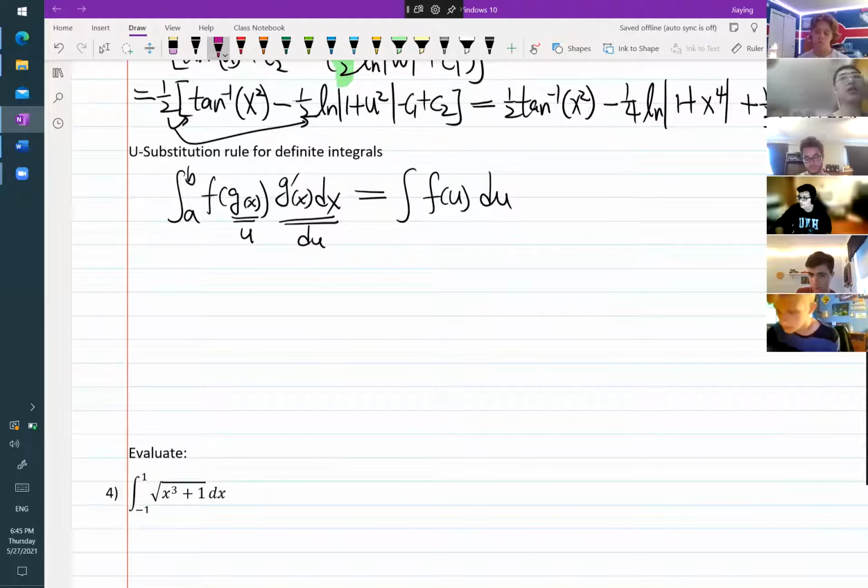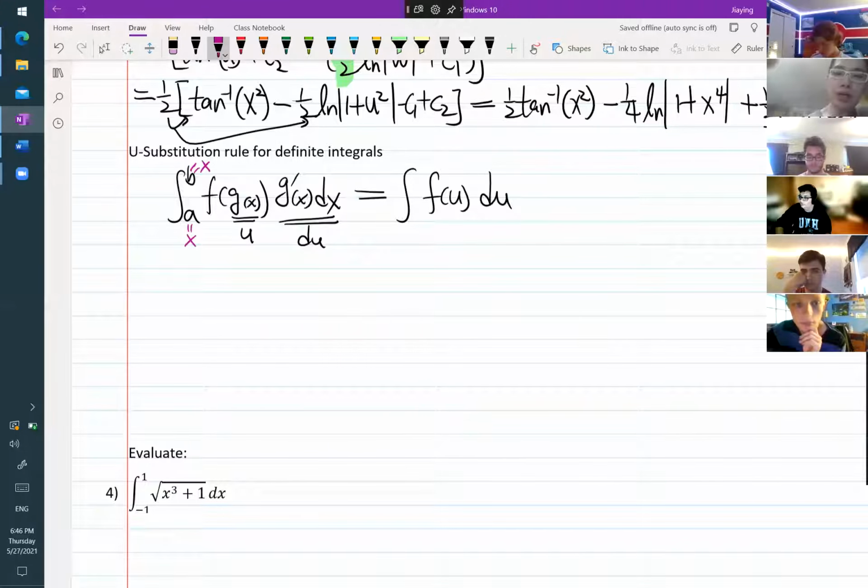But the tricky part here is that the a in the given integral is an x value. x is going from a to b. The b is also an x value. But when we end up with a function of u and a du, before we substitute for x.